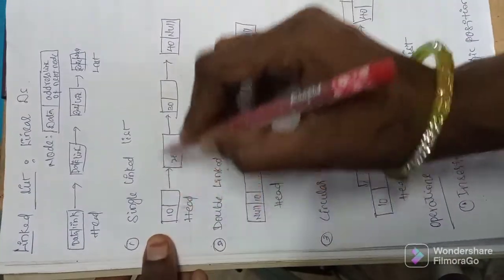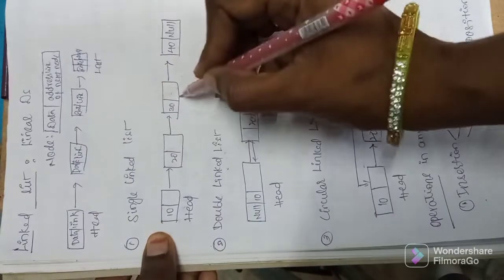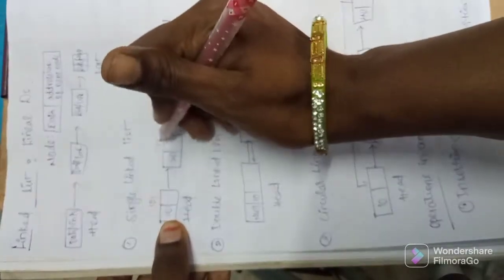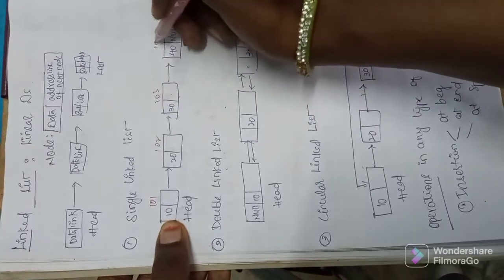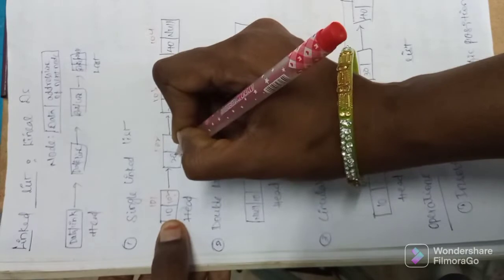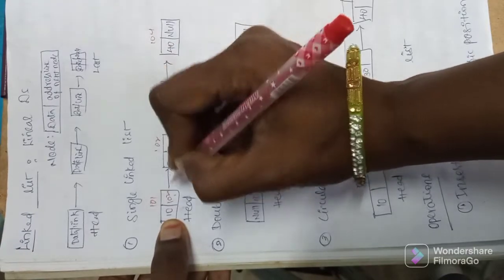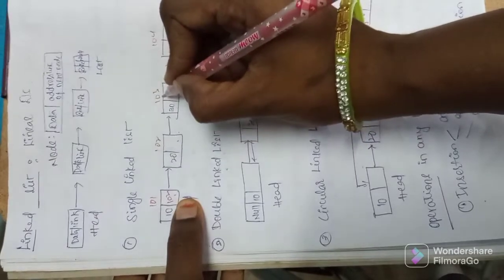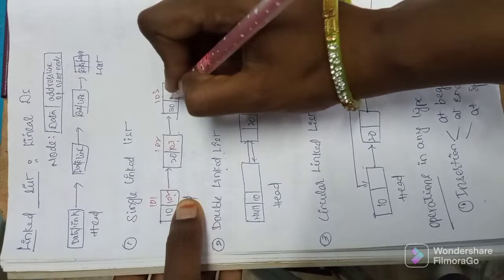In a single linked list, I have 4 nodes, with data 10, 20, 30, 40. The addresses of these nodes are 101, 102, 103 and 104. Each node has the address of the next node. Where is the next node? 20, and that address is 102. So for 20, the next node is 30. The address of this will be stored here. Next, for 30, the address of the next node will be stored here.